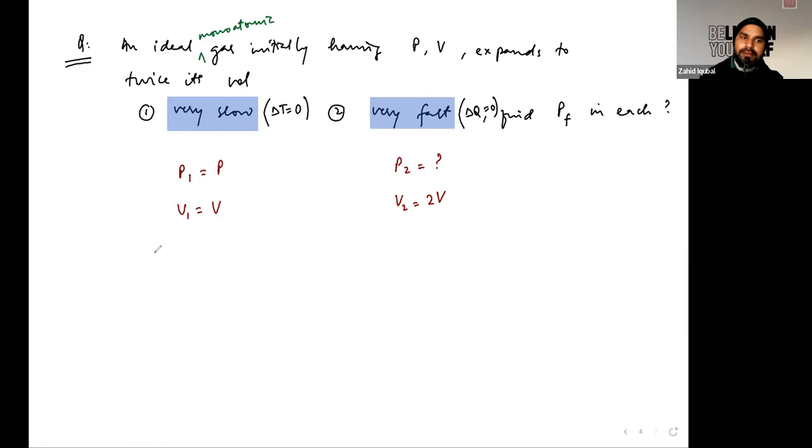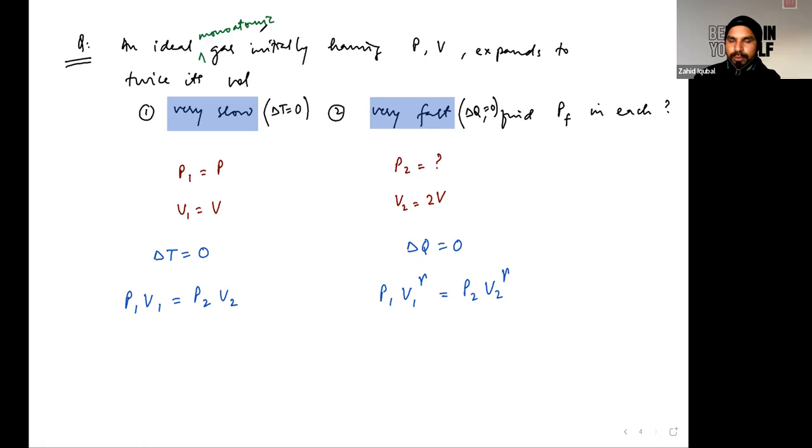You may use, for delta T equals to zero, P1V1 is equals to P2V2. Just substitute the value of the residual term and try to find P2. In case of adiabatic, delta Q is equals to zero. P1V1 to the power gamma equals to P2V2 to the power gamma. In this part, we have monoatomic gas, so its degree of freedom will be 3 and gamma will be 5/3. Just put all the values and simplify it.